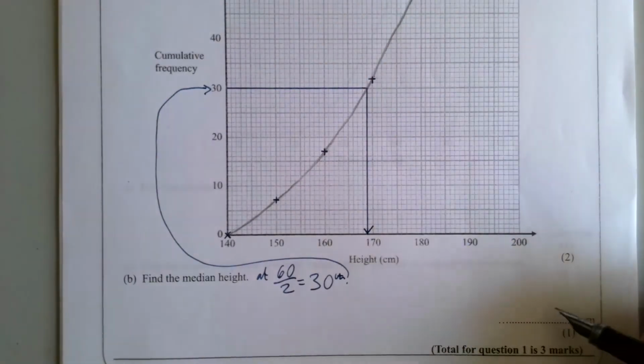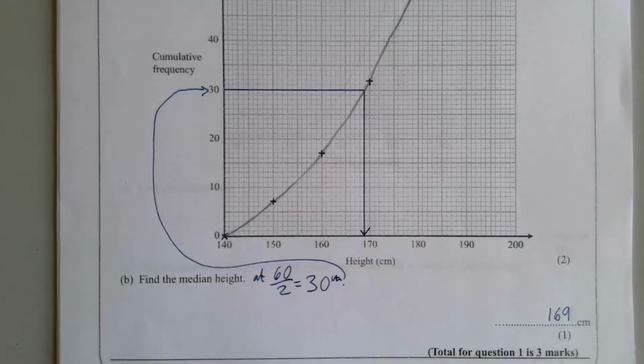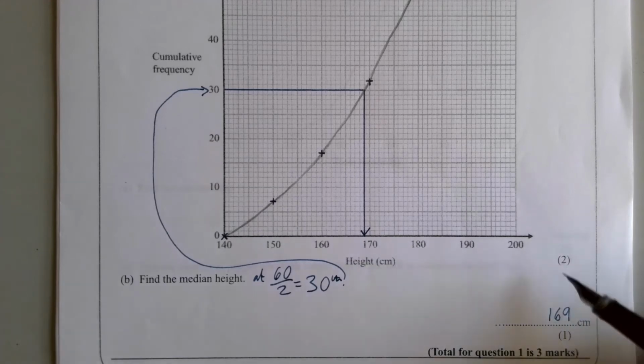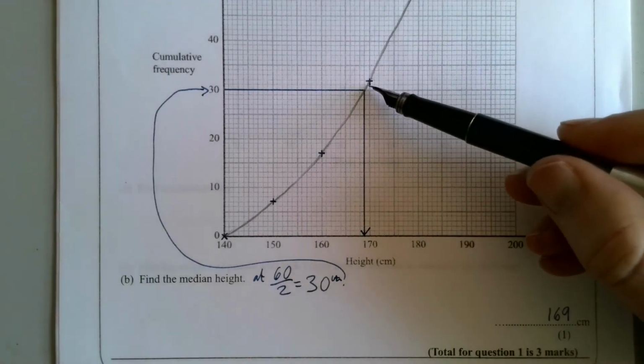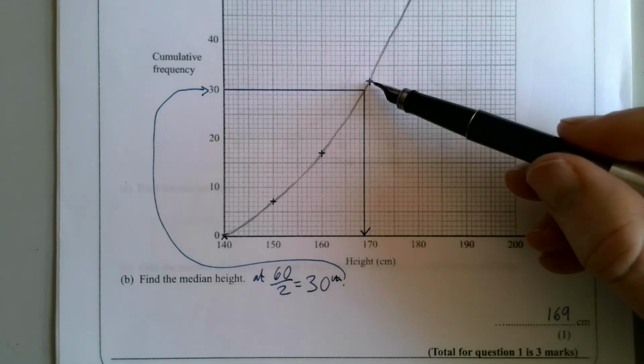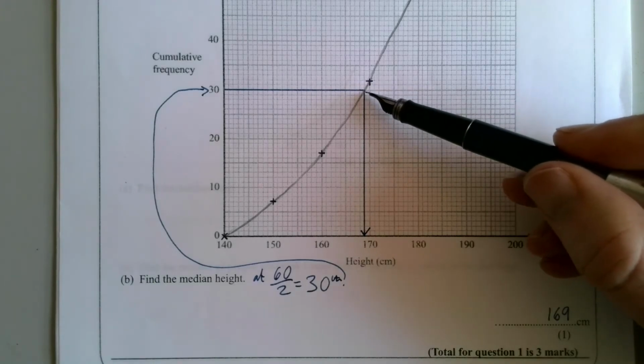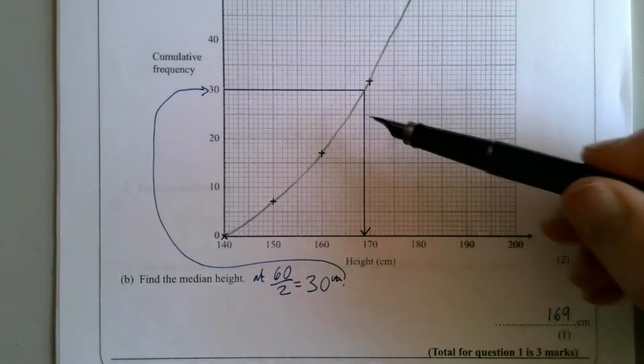And in the mark scheme, there would be a little bit of tolerance allowed. And the mark scheme here would accept 168, anything between 168 and 169. I hope you can appreciate that, because 30 is significantly below where 170 comes in. It is definitely going to have to be less than 170, isn't it?